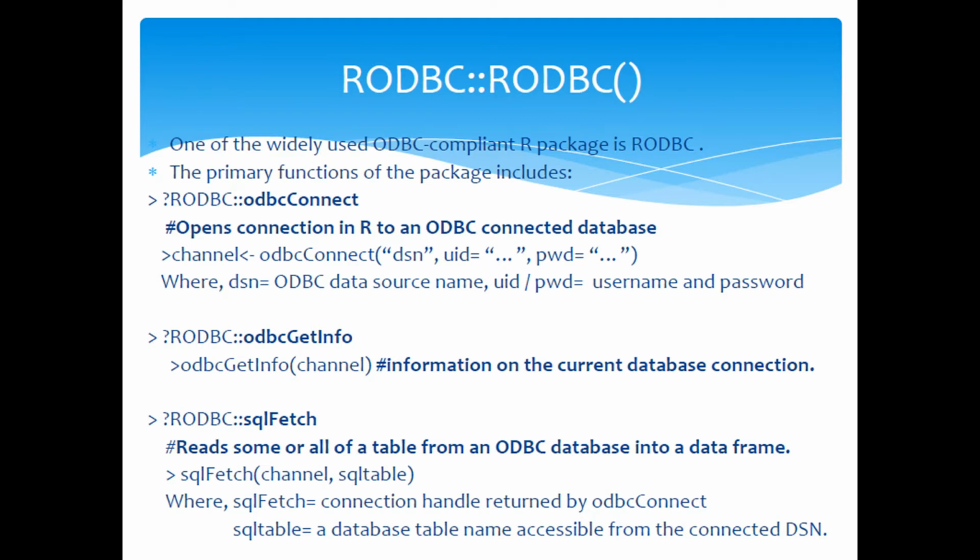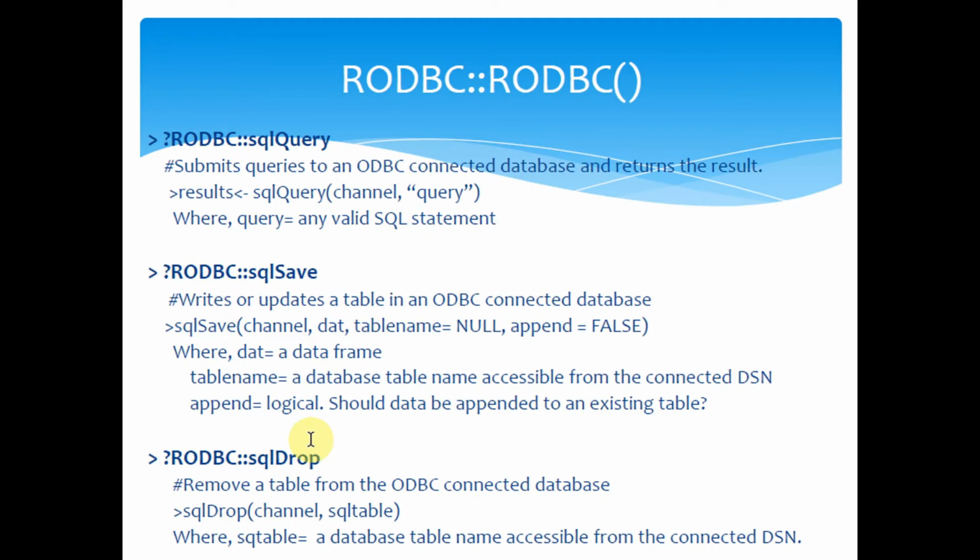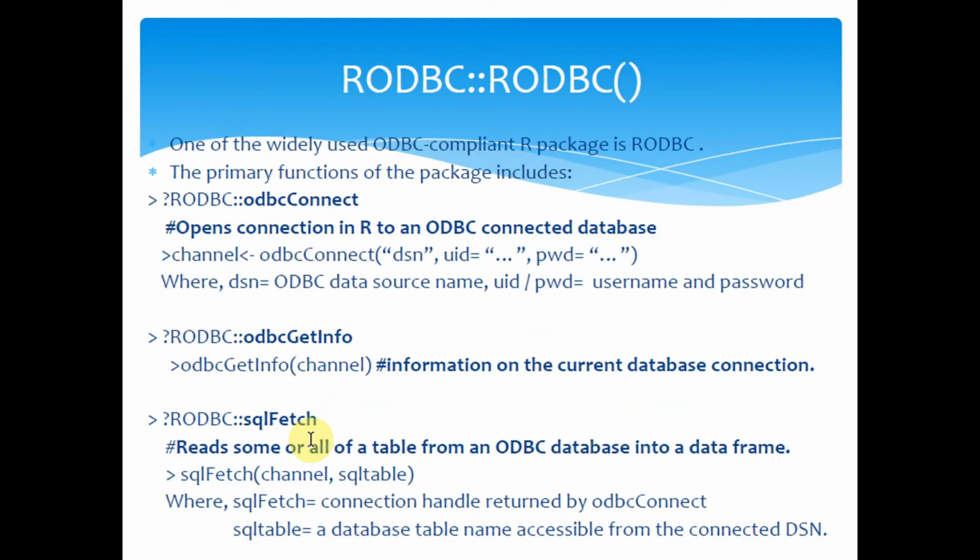The primary functions of the package include odbcConnect, getInfo, sqlFetch, sqlQuery, sqlSave, sqlDrop, and so on. Let's understand each of them in detail. odbcConnect opens a connection in R to an ODBC-connected database. The parameters of the function include DSN, that is the ODBC data source name, UID, the username, and PWD, the password. Then odbcGetInfo gives the information of the current database.